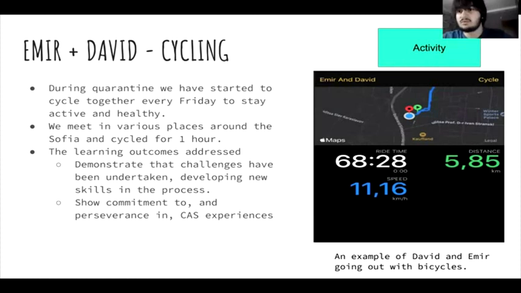For example, this Friday we're going to go to the South Park. At least planning to, if the weather is not going to change. Nice. Next slide.